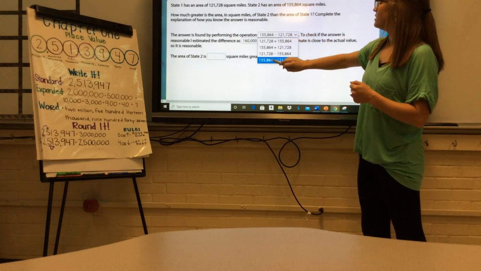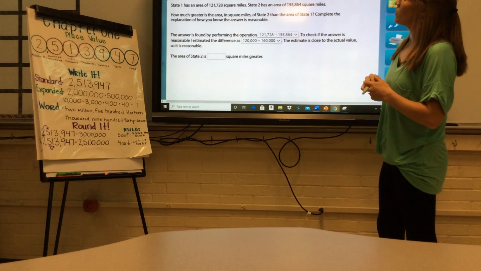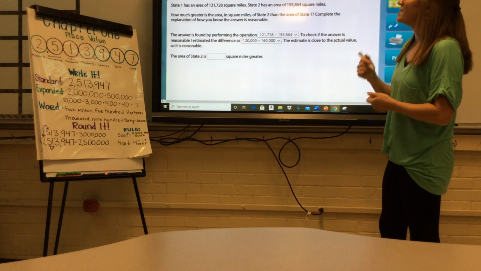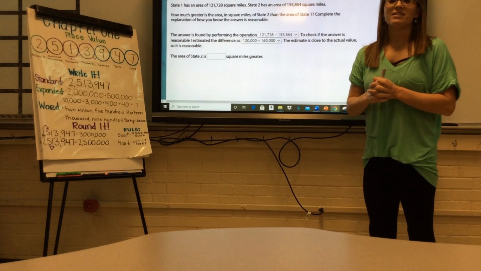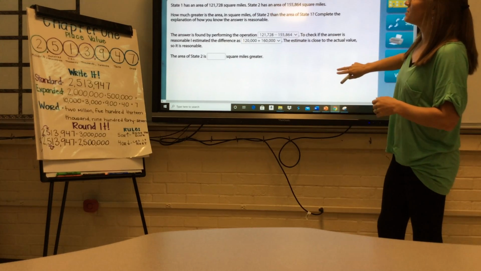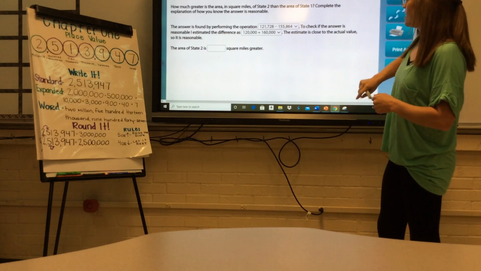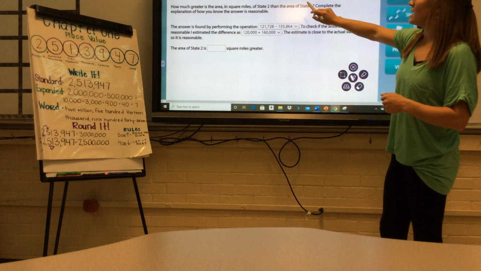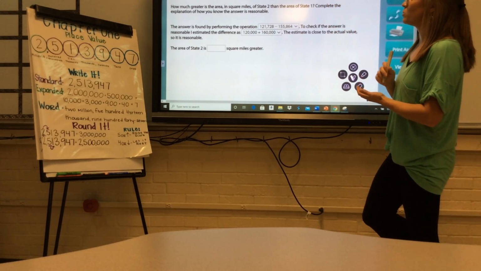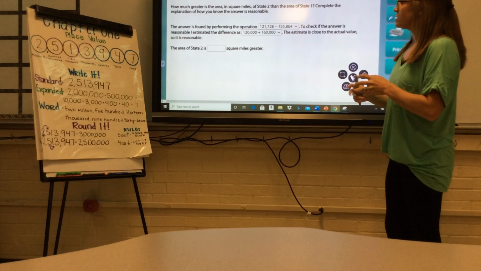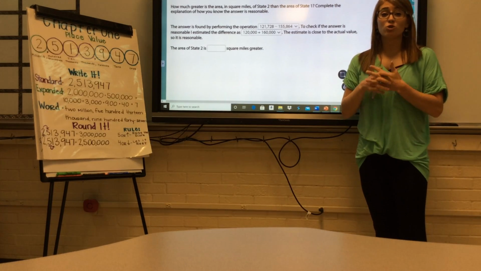State 1 has an area of 121,728 square miles. State 2 has an area of 155,864 square miles. How much greater is the area in square miles of State 2 than the area of State 1? Complete the explanation of how you know the answer is reasonable. So the first thing we're going to do is we're finding the difference. So that means we're going to have to subtract.